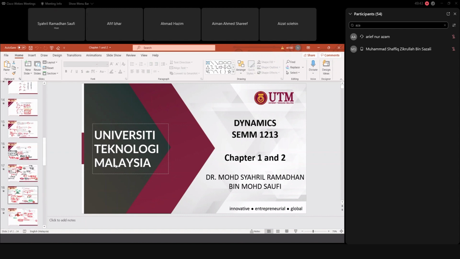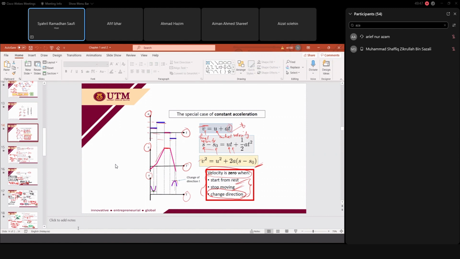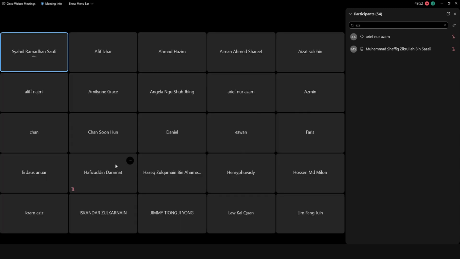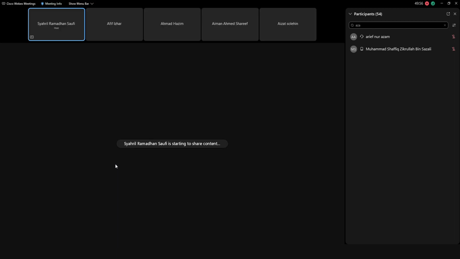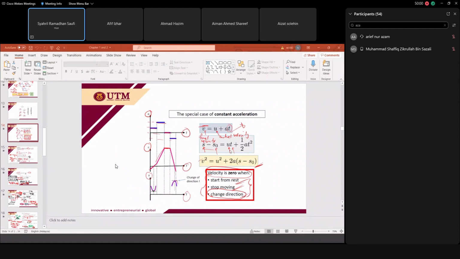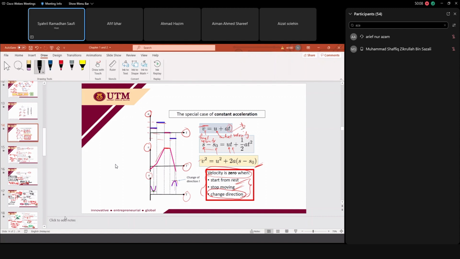This belongs to the special case. Let me share the previous slide first. From A to B is constant acceleration, so it belongs to this special case, and for this special case you have this equation. Since it moves with a rectilinear motion, it means one axis only. When the particle moves from one point to another in a straight line, it moves along one axis only. That's why in this equation you don't have ux or uy, vx or vy. It's just a general equation.